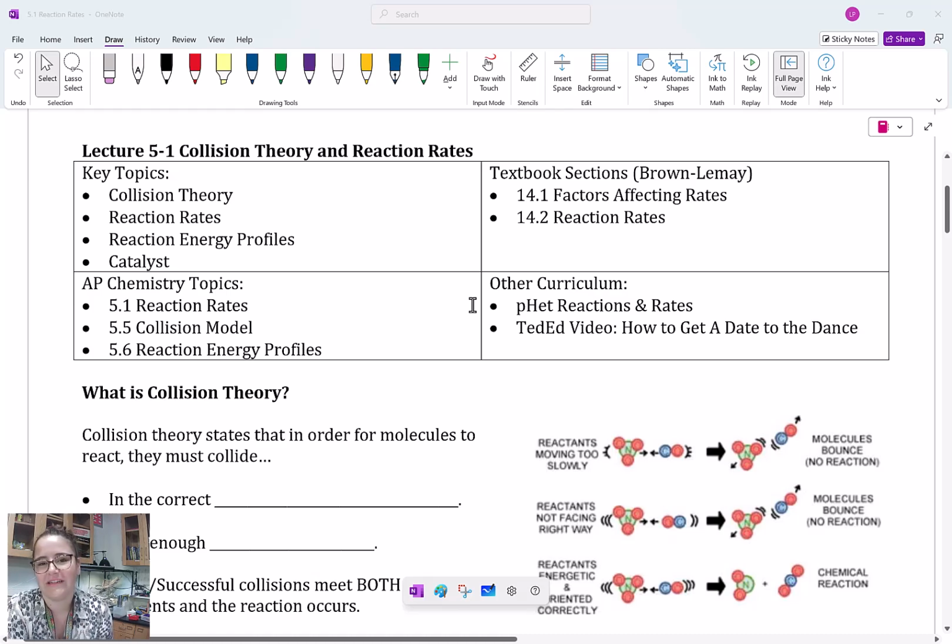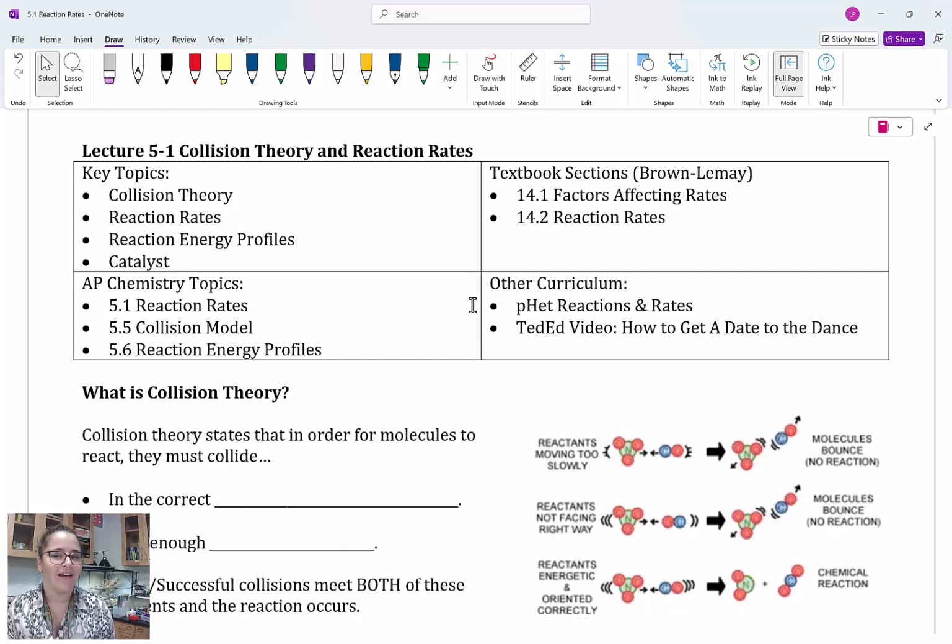Hey guys, Miss Peterson here, and welcome to AP Chemistry Lecture 5-1, where we're going to be talking about collision theory and how these chemical reactions actually happen, with talking about the rates of these reactions and how fast they happen. We'll be talking about reaction energy profiles and what a catalyst does to that reaction energy profile. This lecture covers topics 5.1, 5.5, and 5.6 of the AP Chemistry course and exam description, as College Board says.